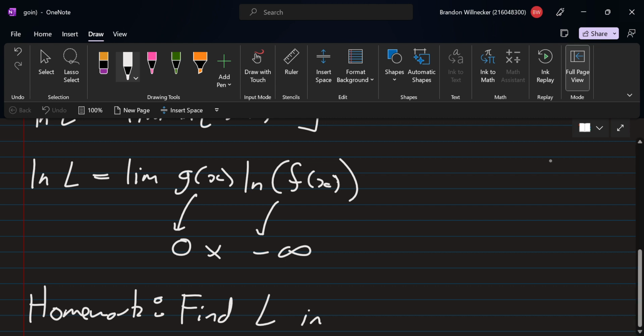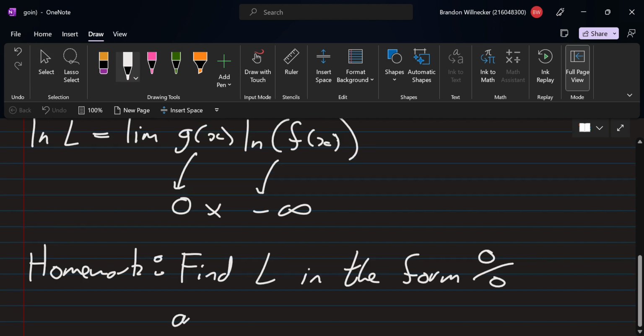Find L in the form 0 over 0 and infinity over infinity. For a bit of help on that, look at the previous example where we had x times the natural log of x. That was very similar to this. We had something that goes to 0, something that goes to minus infinity. So look at that example, and then you'll see how to proceed here.